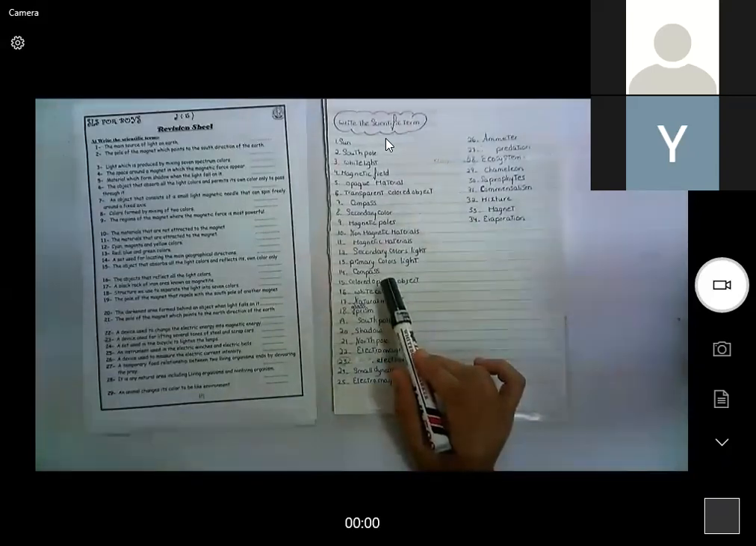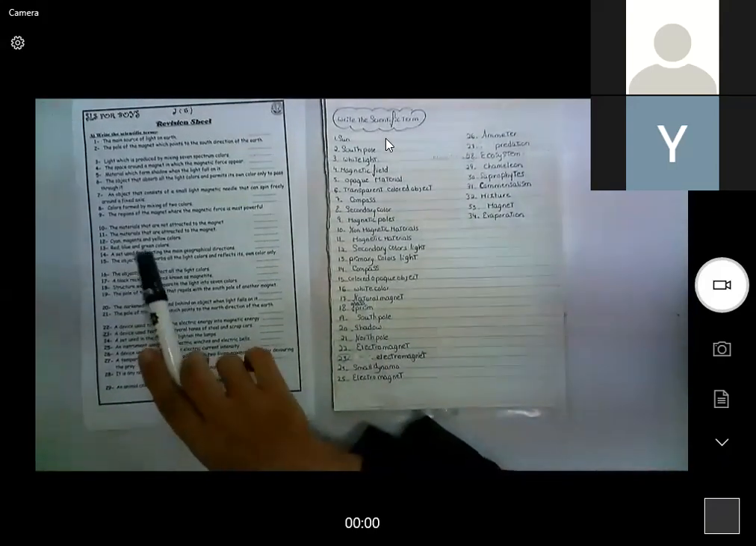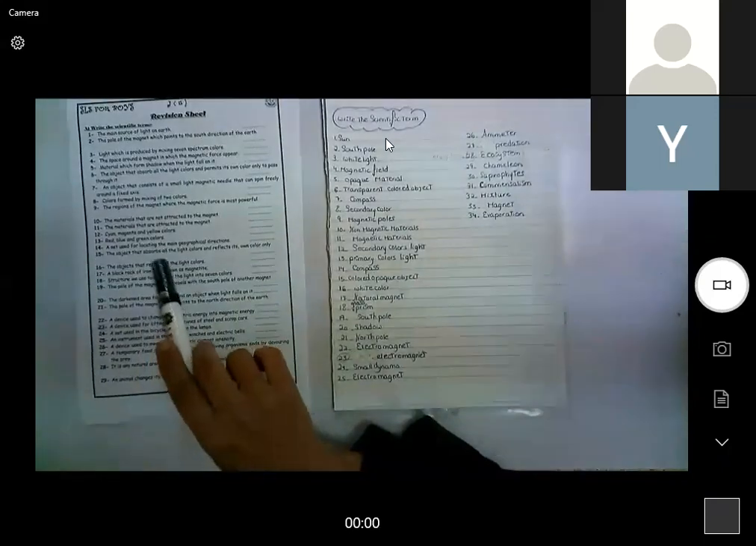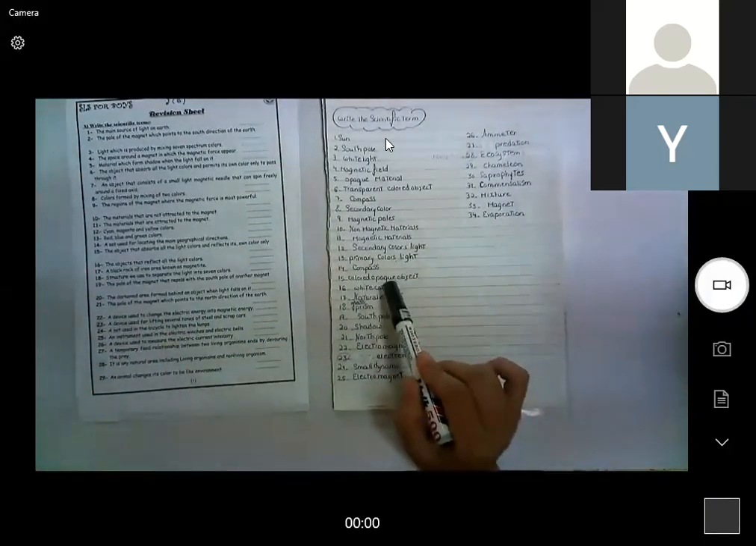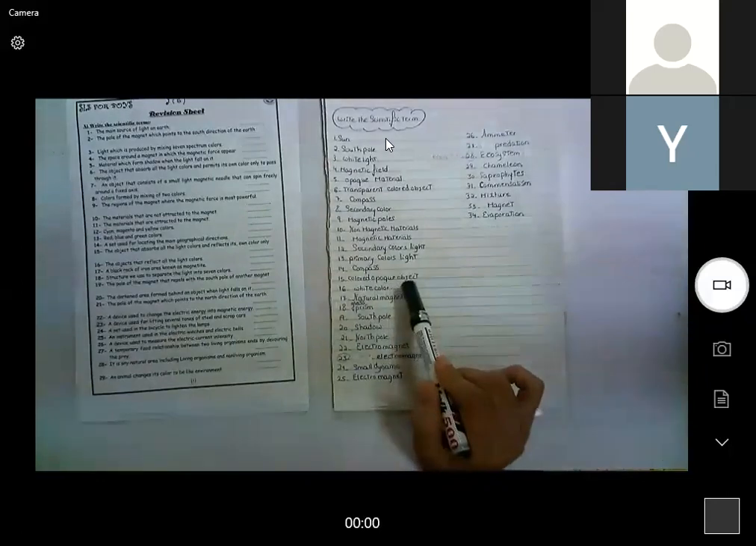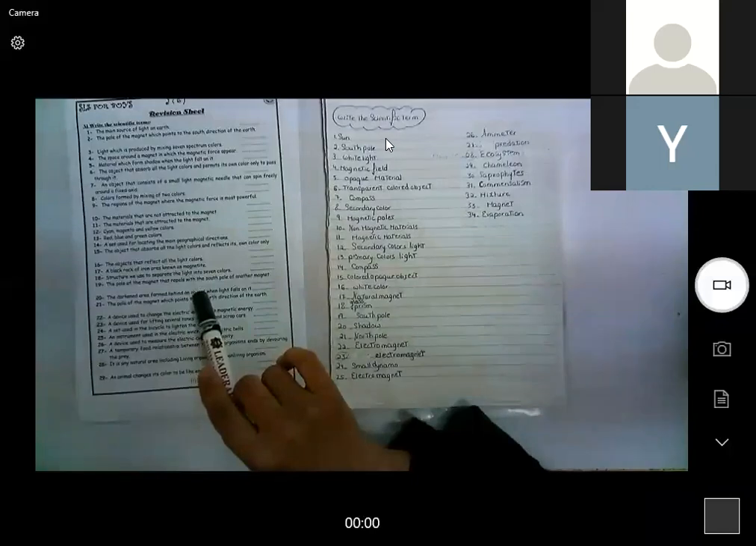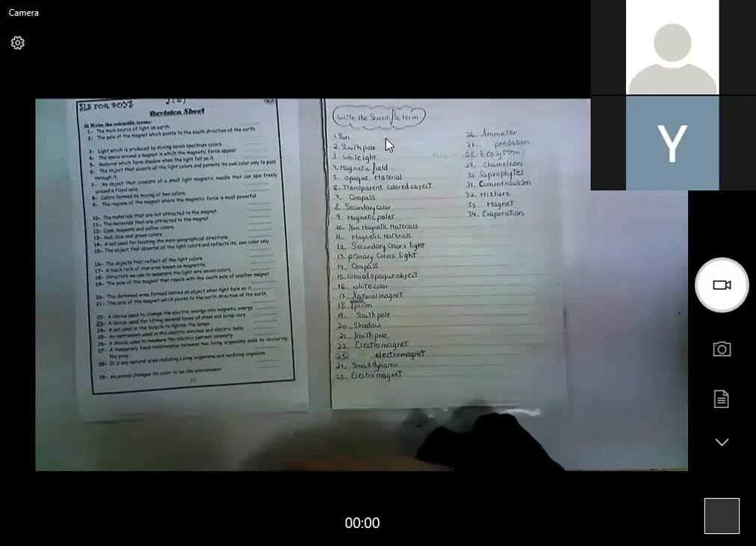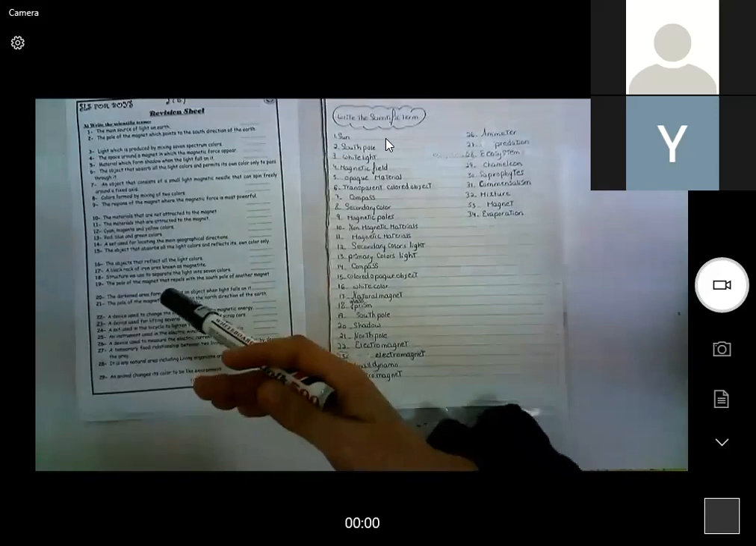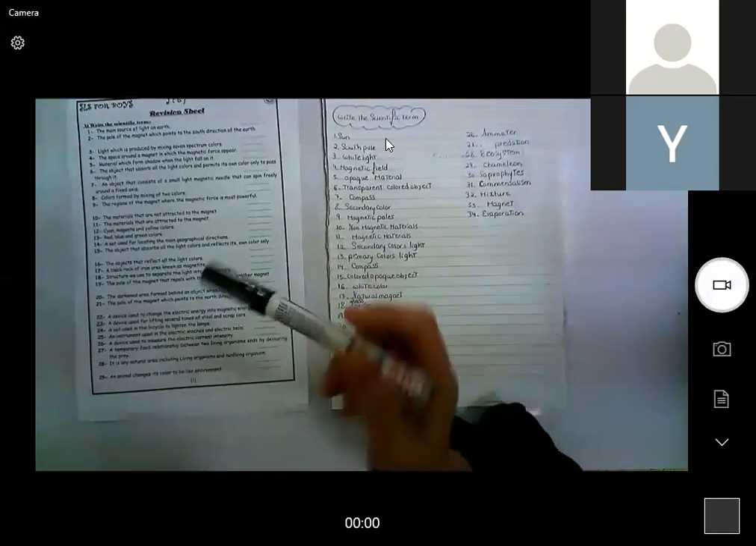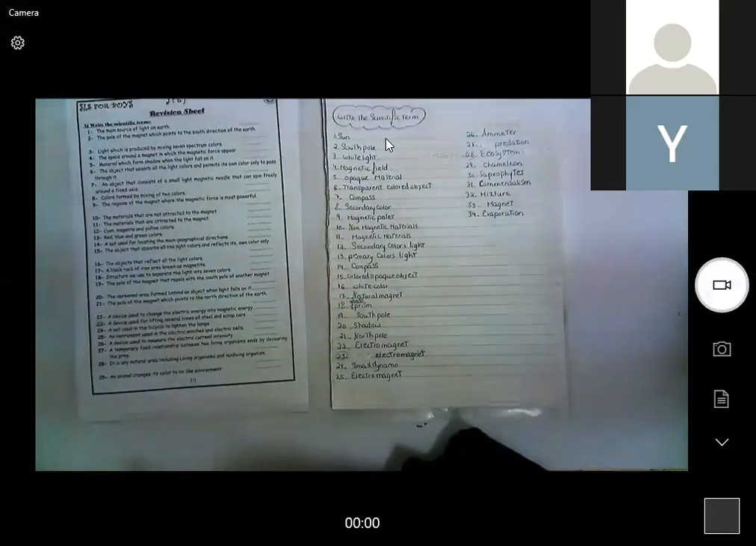14, the object that absorbs all the light color and reflects its own color only. Hearing absorb and reflect, so it's colored opaque object. 16, the object that reflects all light. We have absorb all the light and reflect all the light. When I say reflect all the light, it means white color. And if I ask you absorb all the color, it means the black color.